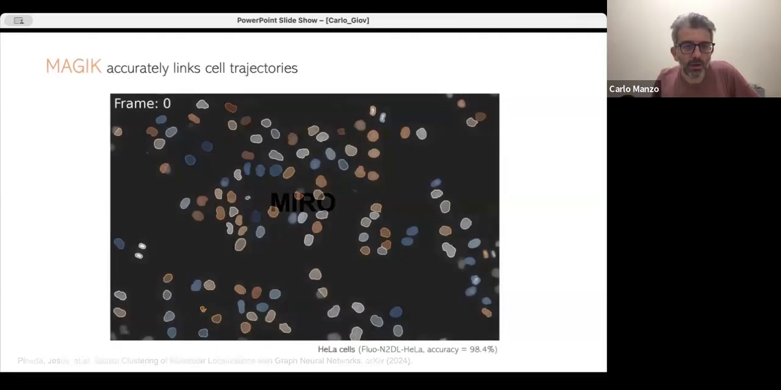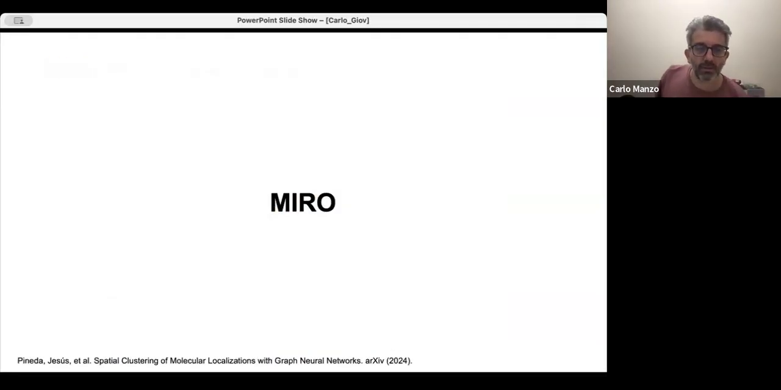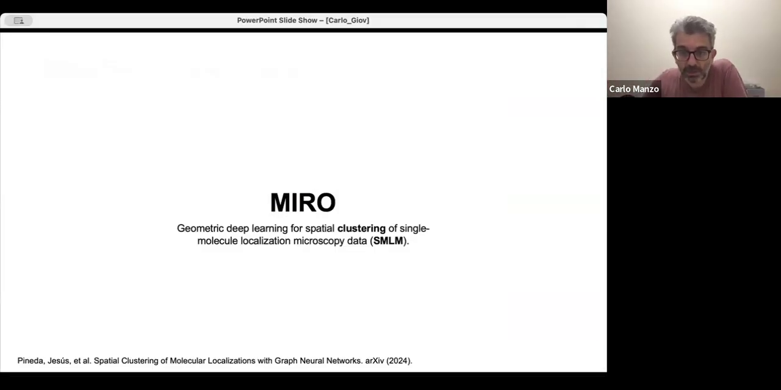Can we move on? Okay, so far we have been discussing things that move, so movies in which we apply microscopy to determine dynamics. But graph neural networks and inductive biases can also be applied to other types of analysis. For example, the clustering of localization microscopy images, which is what we did with Miro, another method based on geometric deep learning for spatial clustering of single molecule localizations.